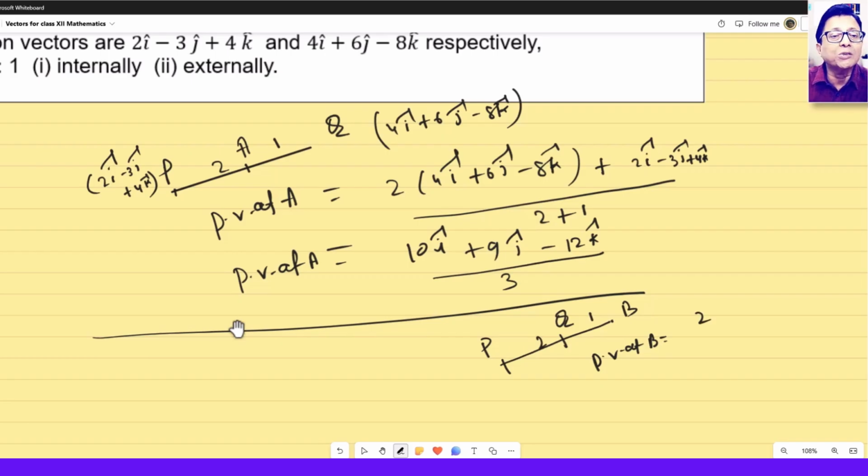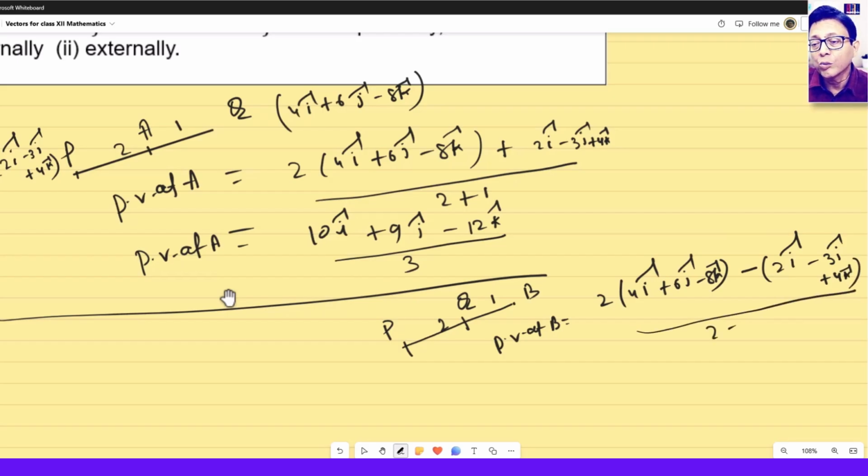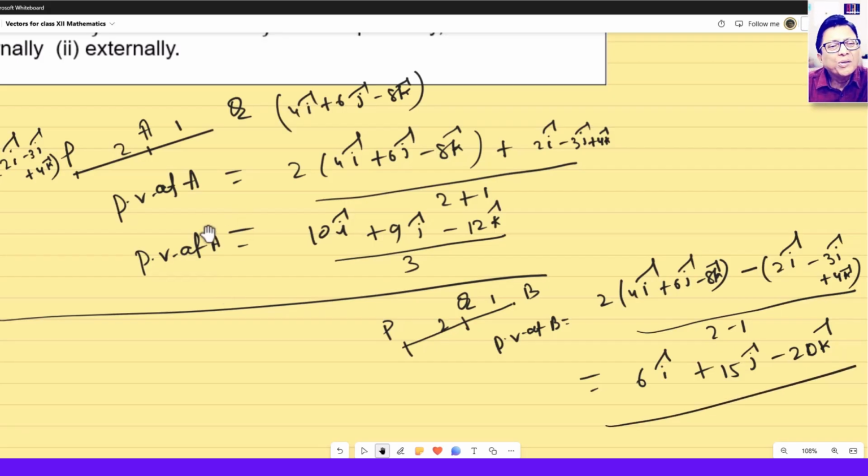It will be 2 into the position vector of B. B is what? That is 4i, minus the position vector of A. This is what? 2i, 4k, that divided by 2 minus 1. 8 minus 2, that is 6i, 12 plus 3, 15j, and minus 16 minus 4, minus 20k. This way you can find it.